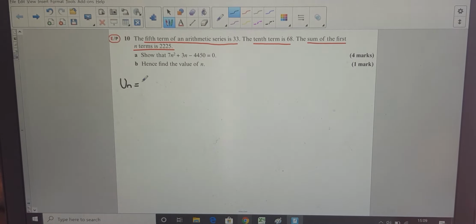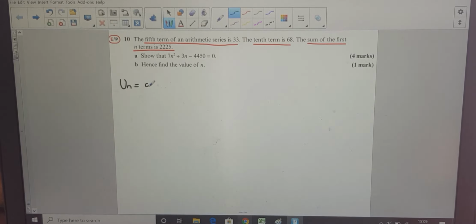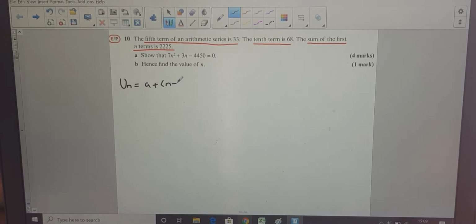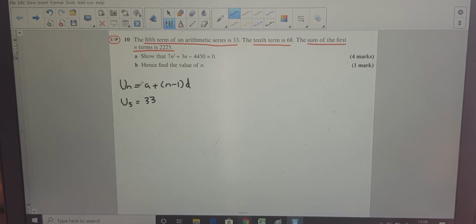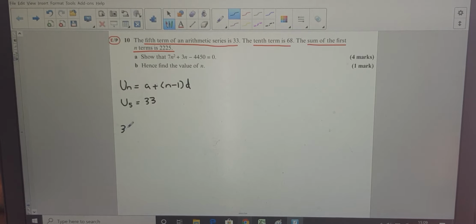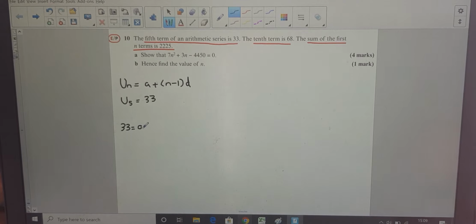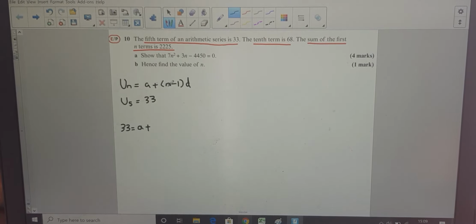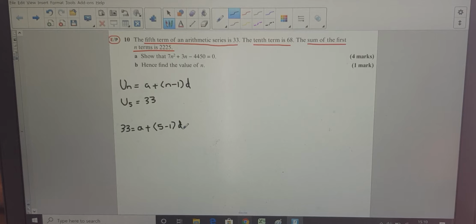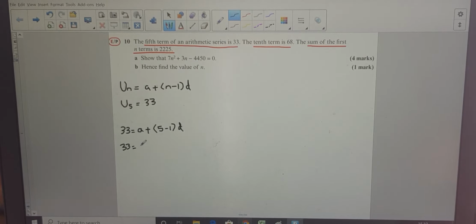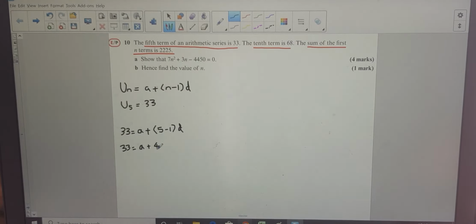So my nth term is equal to A plus n minus 1 times D. Well, this one here is my fifth term. So I know that my fifth term is 33. So let's rewrite this. 33 equals A, my first term, plus, well, this is the fifth term, so n is equal to 5, take away 1 times the difference D. 33 equals A plus 4D.